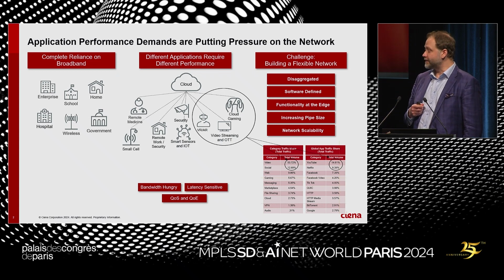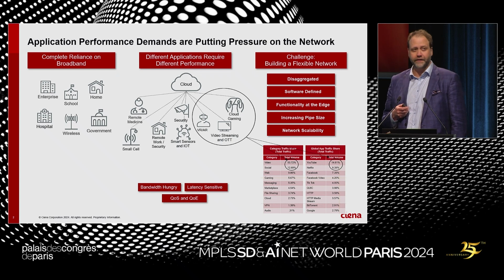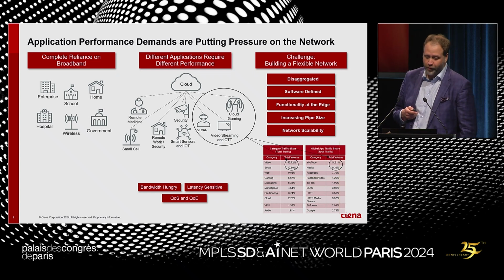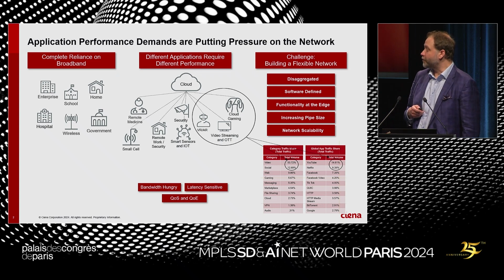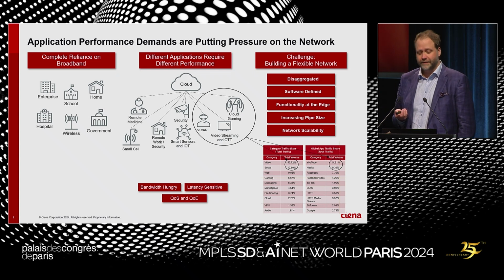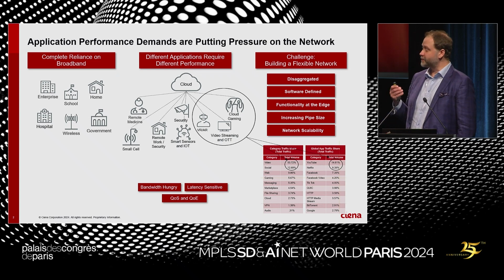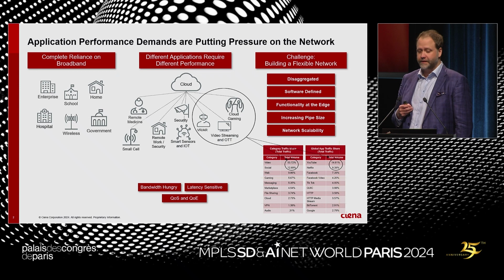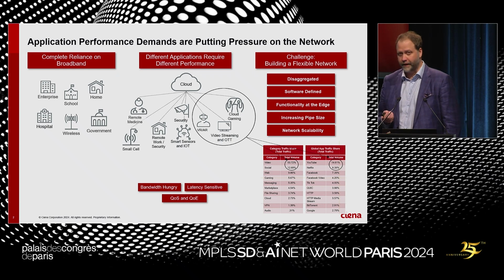The reality is the entire world is really dependent on higher and higher speeds. So the evolution to broadband is now at a point where we're completely reliant on it, right? And as a result of this broadband reliance, there's a continual evolution of the set of applications that we need to support on the network.